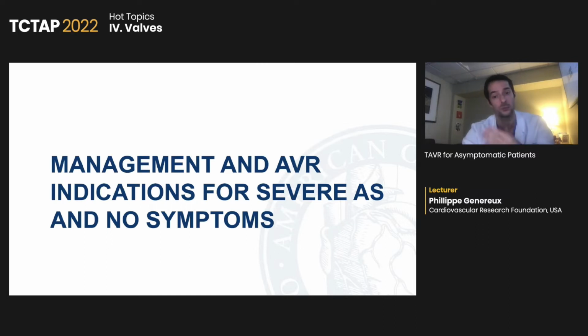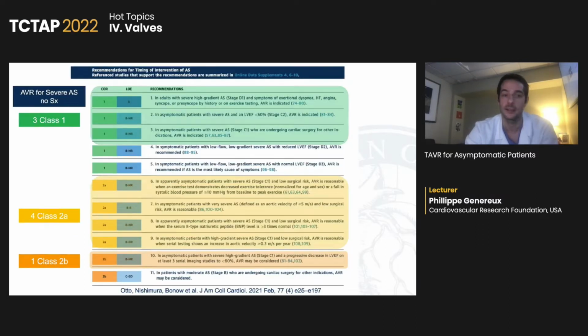So how to manage those patients right now in the current guideline? Right now, there are 3 class 1 indications to do a surgical AVR or an AVR on those patients. The first one is when there's clear symptom during a stress test, like mentioned. The second one is when the EF is less than 50%. And then there's a series of class 2A, namely if you have a drop of blood pressure during the stress test. If you have a peak velocity more than 5, this is a 2A for surgery, if you're a low-risk surgical patient.